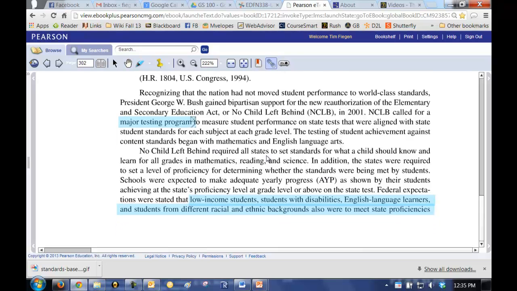So No Child Left Behind required all states to set standards, which our state did, what a child should know and learn in grades in math, reading, and science. In addition, the states were required to set a level of proficiency. Okay, that's, again, the feds saying this, and whether standards are being met by students. Schools were expected to make adequate yearly progress. So this was a big one that everybody still talks about, AYP, AYP, AYP.